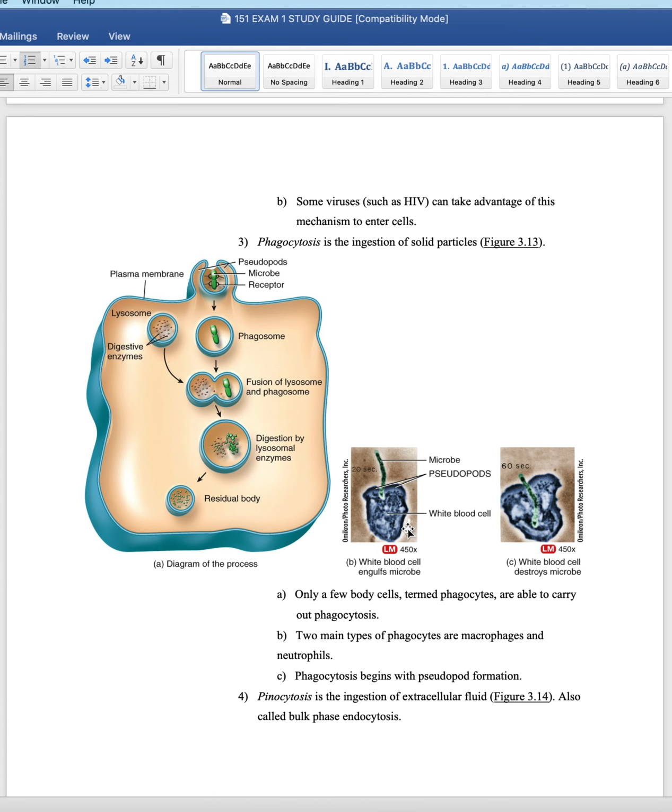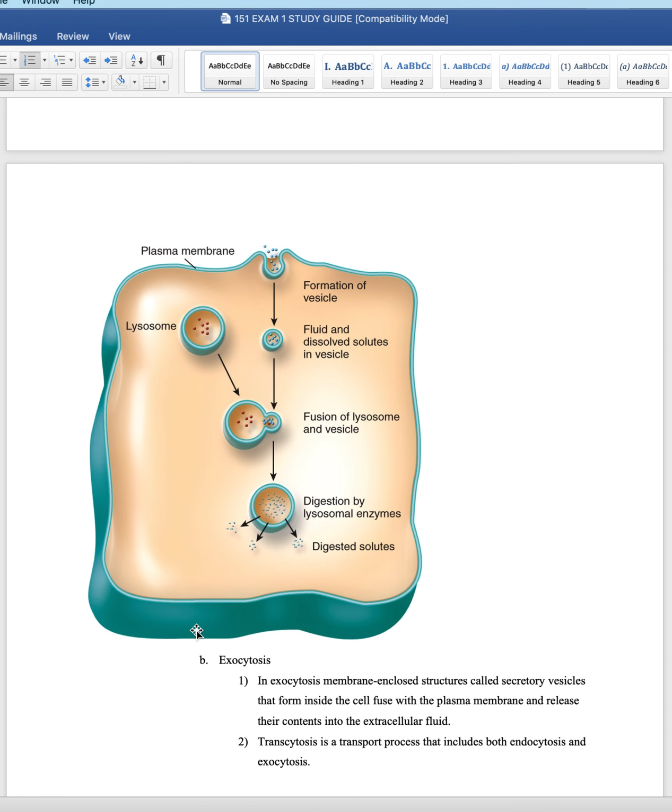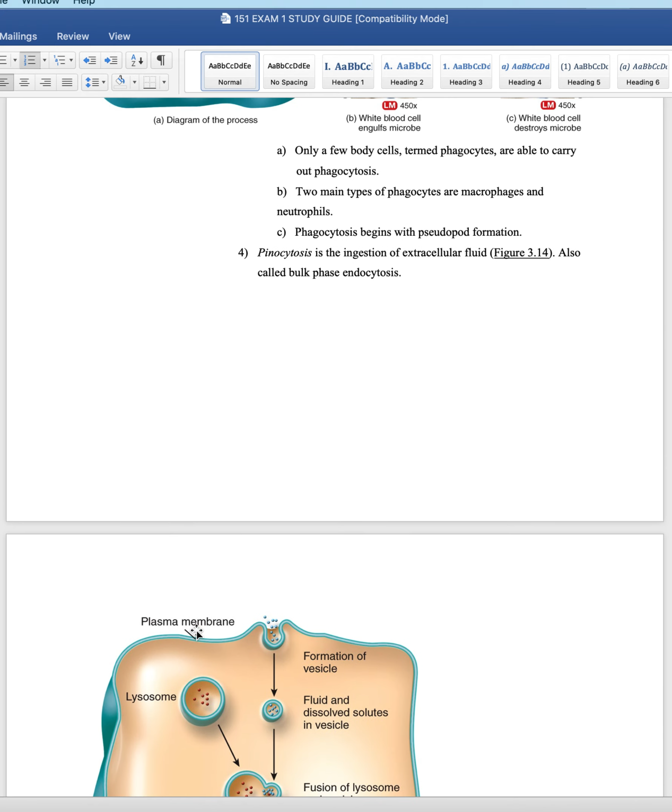Here's a white blood cell engulfing a microbe. After we engulf it, we're going to fuse it with a lysosome, and then eventually we're going to have digestion. Then the residual body can do one of two things. It can go to a peroxisome to be completely decontaminated, or it can just be released out at the surface of the cell.